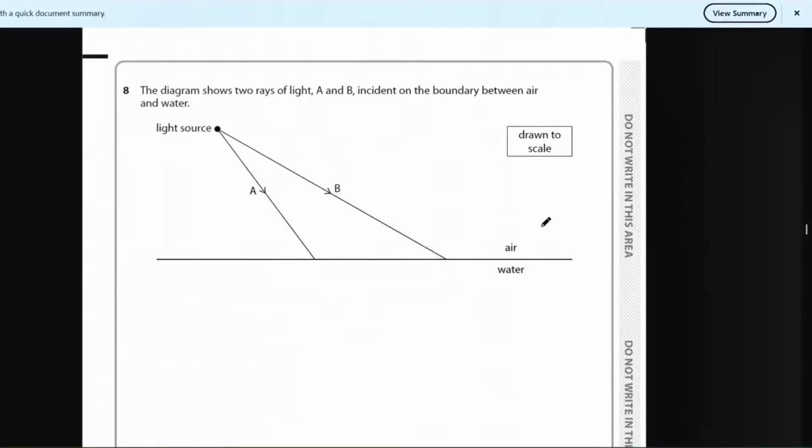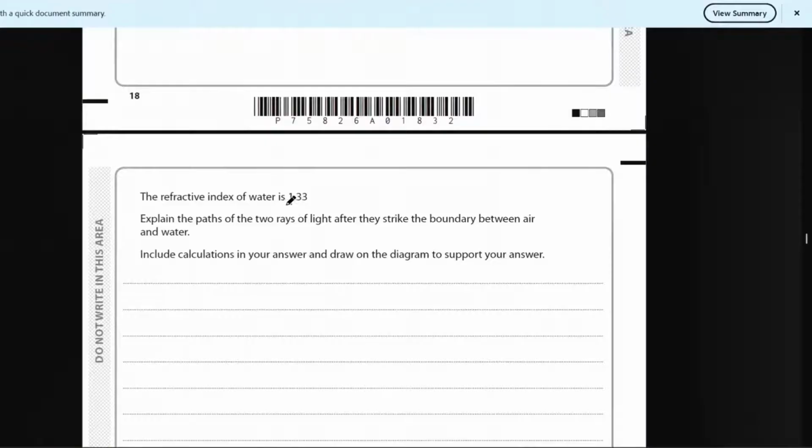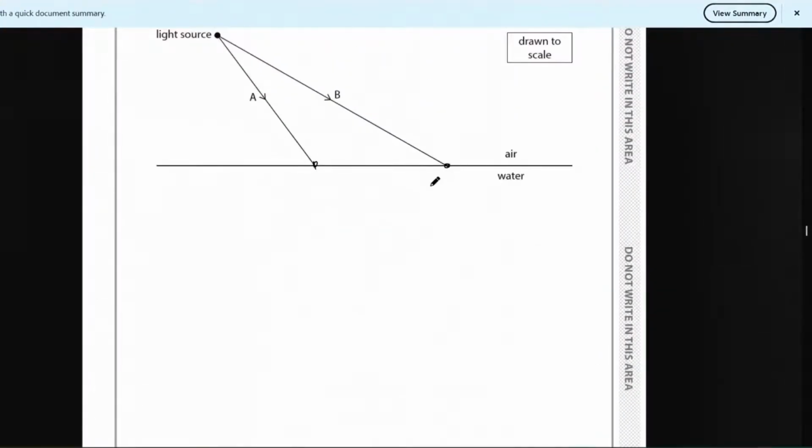So let's look at question number 8. The diagram shows 2 rays of light, A and B, incident on the boundary between air and water. From the light source, there are 2 rays, A and B, going towards the air-water boundary. What do we need to do? Let's read the question. The refractive index of water is 1.33. Let's just note that down: n equals 1.33. Explain the paths of the 2 rays of light after they strike the boundary between air and water. So we need to explain what happens to the rays after they strike the boundary.